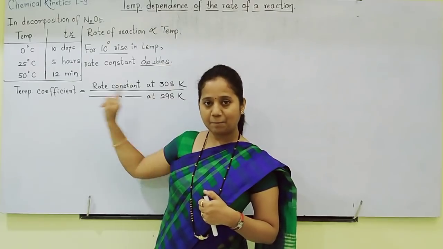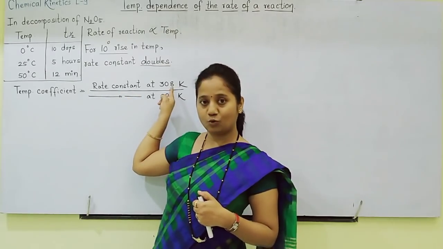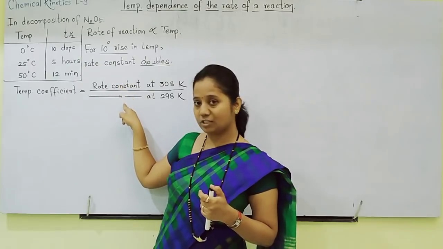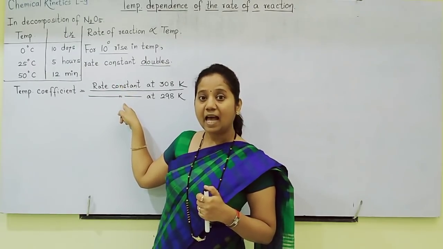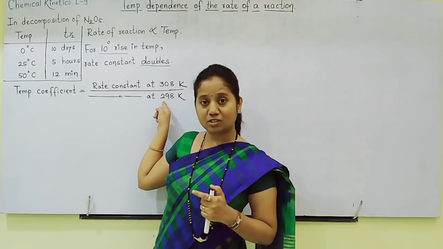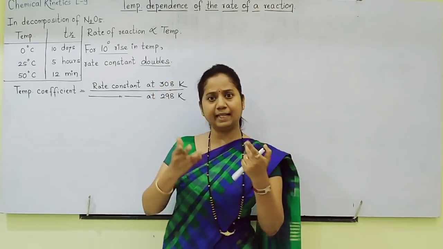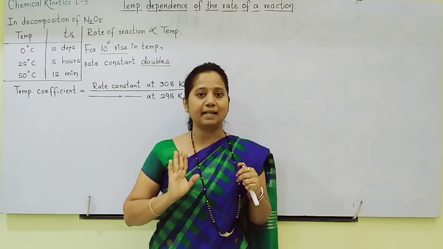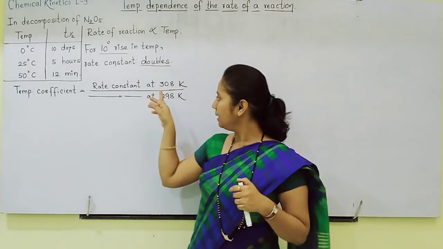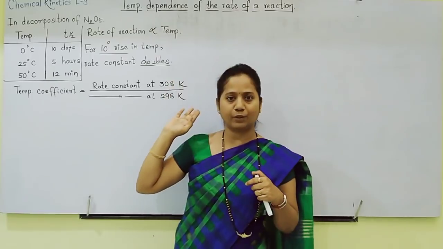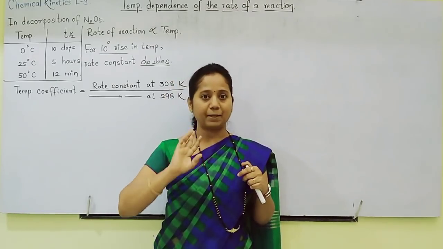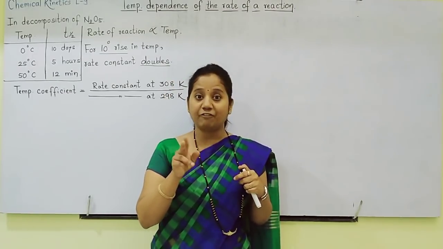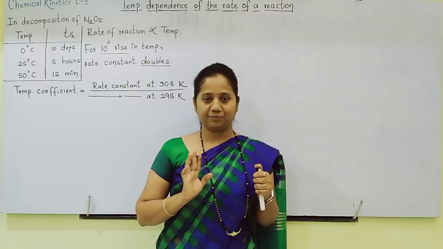Temperature coefficient is the ratio of rate constants of a reaction at two temperatures, not exactly these two, any two temperatures. Those two temperatures should differ by 10 degree. For example, I have written 298 and 308. You may take any two temperatures, but those two temperatures should differ by 10 degree.